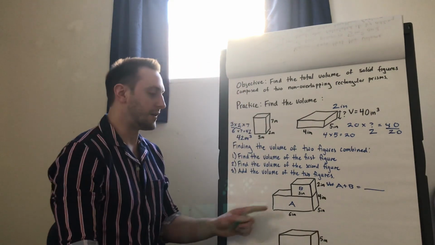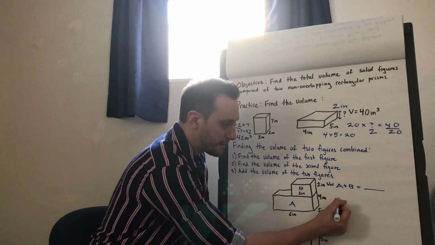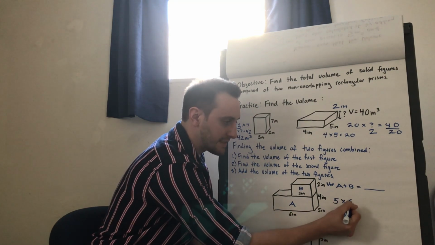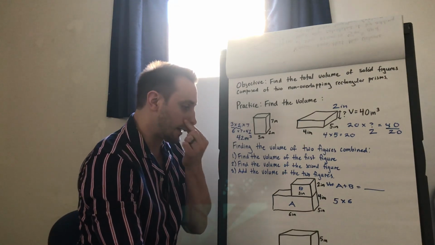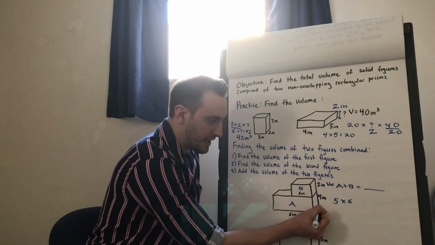Let's go ahead and find the volume of A. Do I know the length? Well, the length is 5. Do I know the width? Yes, I do. The width is 6. Okay, so I have 5 times 6, and it says the height here is 4.